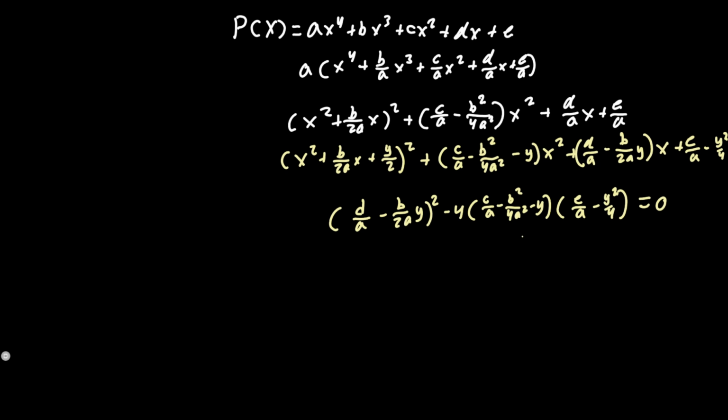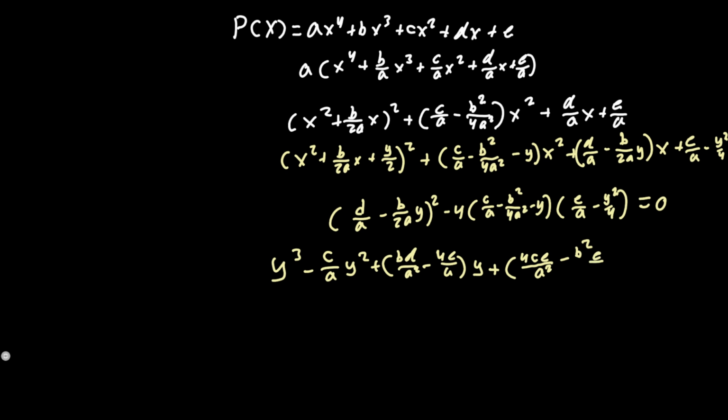And after some algebra, this can be expressed as a cubic in terms of y, which would be y cubed minus c over a y squared plus b d over a squared minus 4e over a, y, and then plus 4ce over a squared minus b squared e over a cubed minus d squared over a squared is equal to 0.